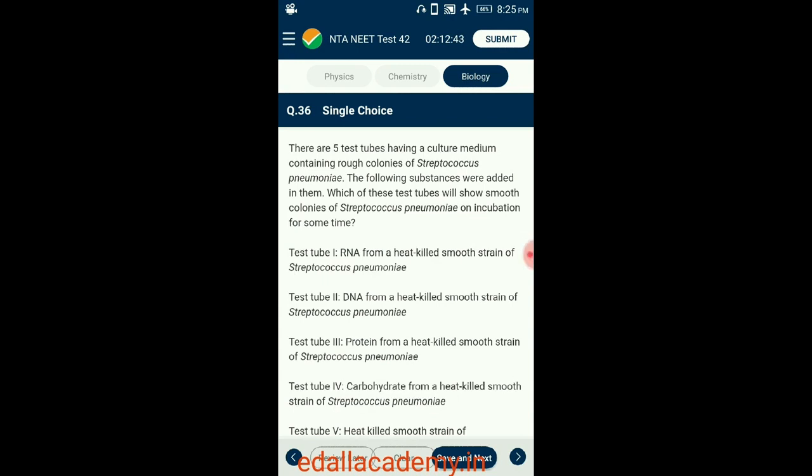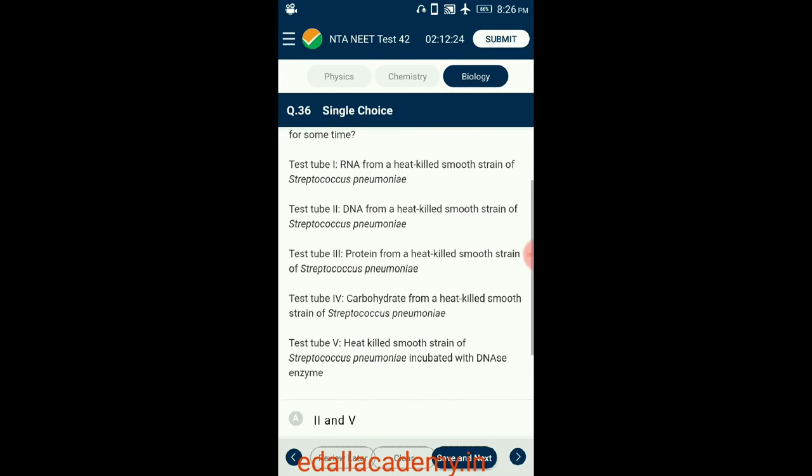Question 36. There are 5 test tubes having a culture medium containing rough colonies of Streptococcus pneumoniae. The following substances were added in them. Which of these test tubes will show smooth colonies of Streptococcus pneumoniae on incubation for some time? So here there are 5 test tubes given. This is the basis of Avery, MacLeod and McCarthy's experiments.